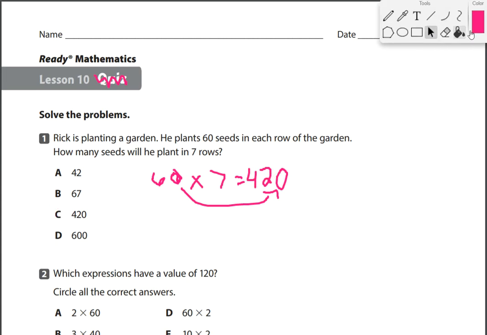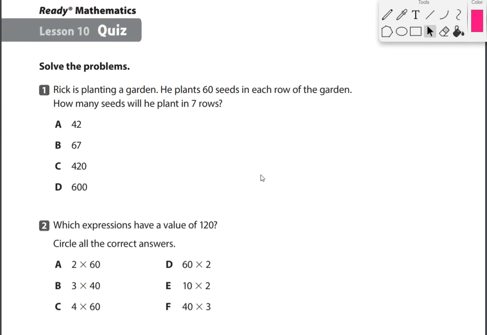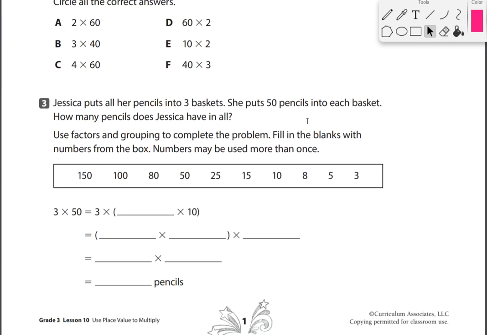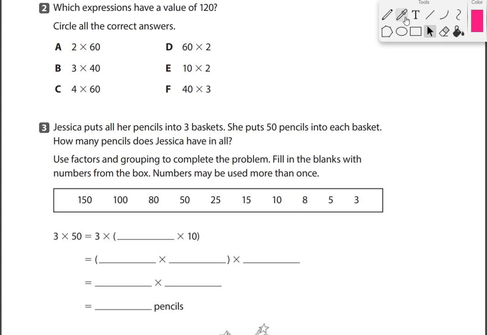All right, I'm going to erase and scroll down to make sure that I'm not cutting off answers. All right, number 2. Which expressions, there's that S, which expressions? So that S means we're going to have at least 2 answers. Which expressions have a value of 120? Circle all the correct answers. So here, the first thing that I want to do is go and write out what each one equals. I'm just going to put an equal sign behind each one, and then I'm going to put the product. That way, I don't lose track of my thoughts.